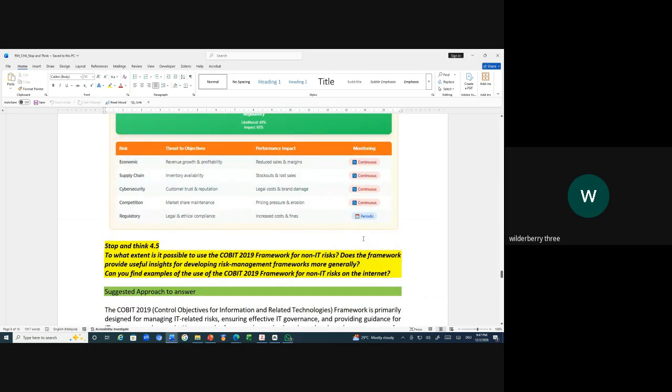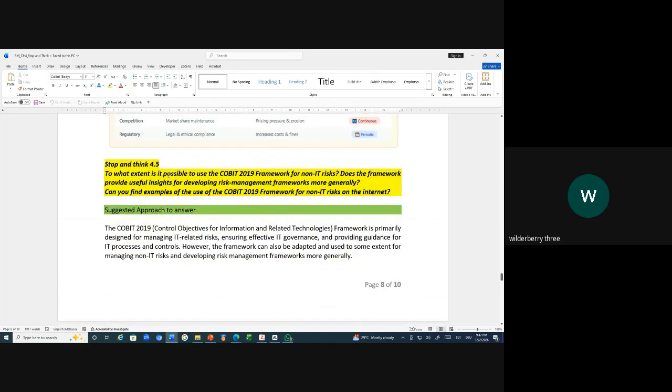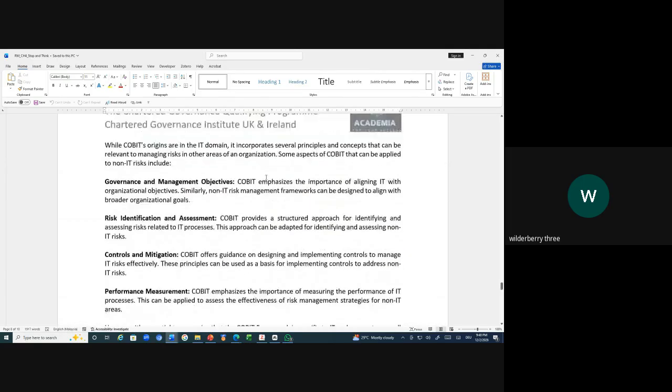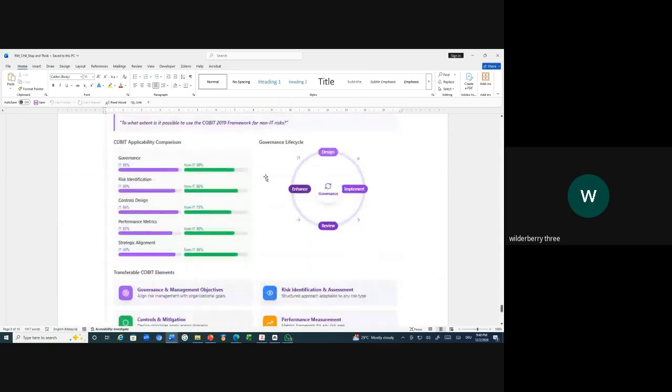Okay. To what extent is it possible to use the COBIT framework for non-IT risks? Does the framework provide useful insights for developing risk management frameworks more generally? Can you find examples of the use of the COBIT framework for non-IT risks on the internet? Here I would also go to the slide.